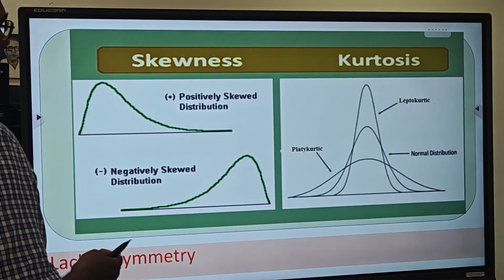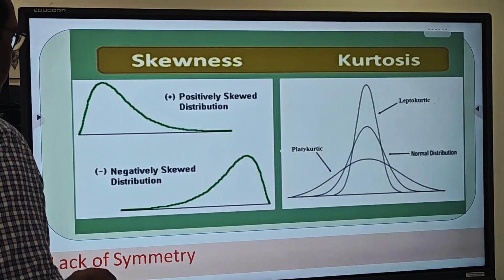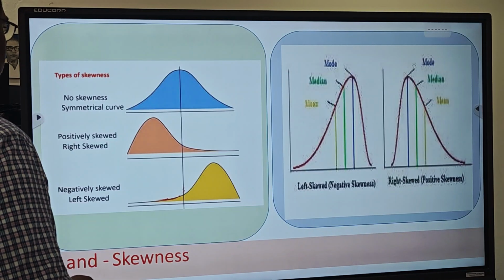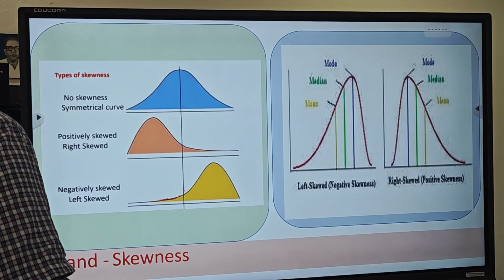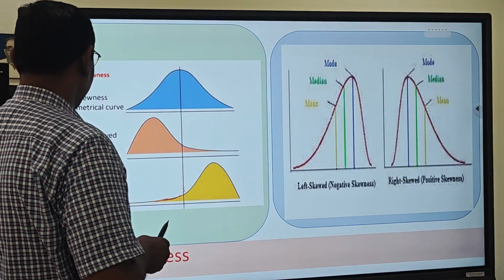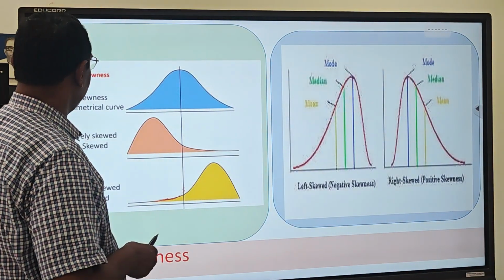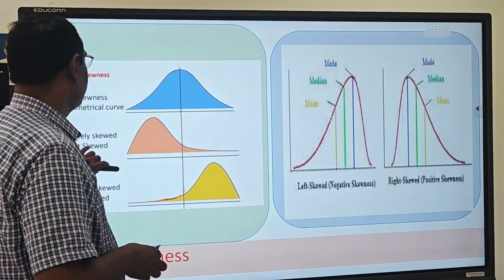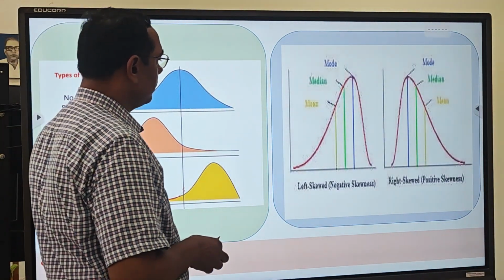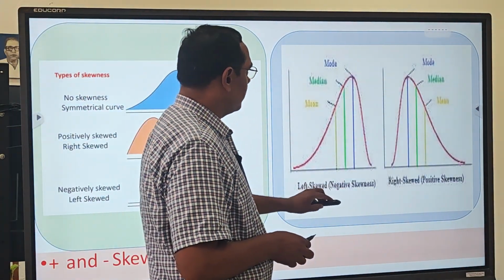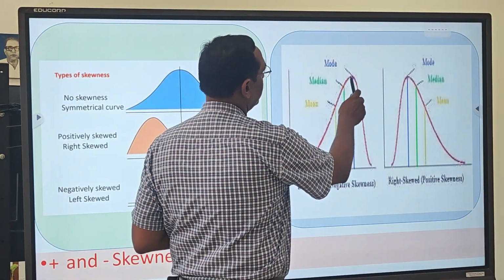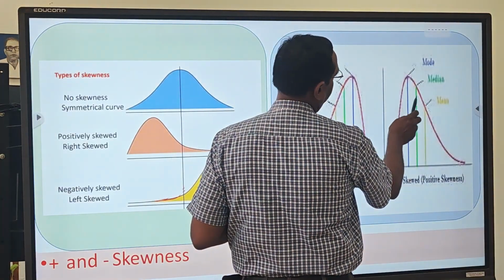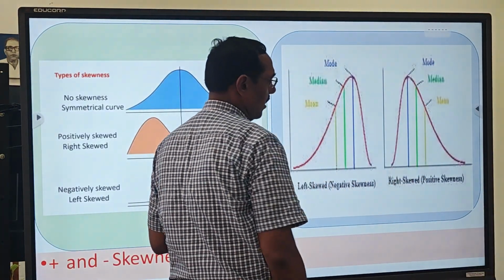If there is skewness and kurtosis, then it may not follow the NPC. We see the values. Again, the same example: there is no skewness and no kurtosis here. This is positively skewed. This is left skew. These are again examples. You can see the mode. The mode is more than the mean in a left skew. Here, the mean is more than the mode in a right skew.